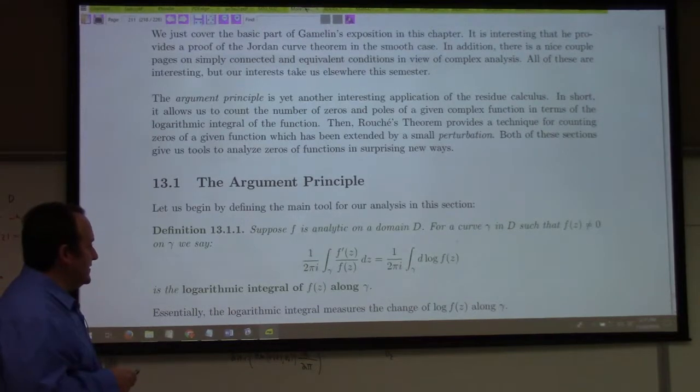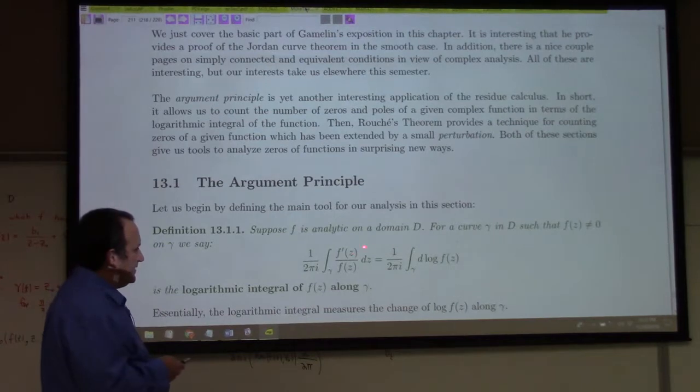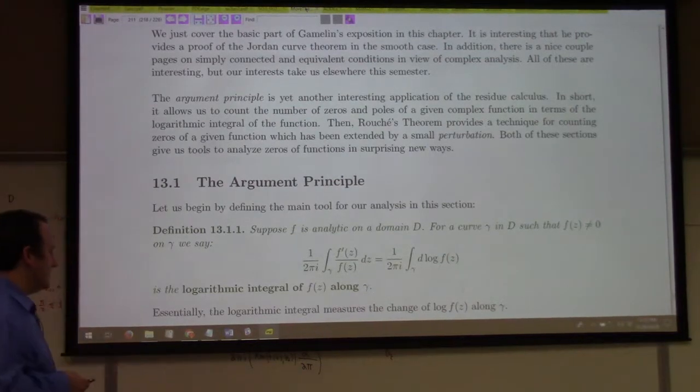Suppose f is analytic on a domain D, and you've got a curve gamma in D such that the function is non-zero on the curve. Then 1 over 2 pi i times the integral over gamma of the derivative of f over f is equal to 1 over 2 pi i times the integral of the differential of the logarithm. This is the so-called logarithmic integral of f along gamma. At the moment, this is just a definition.